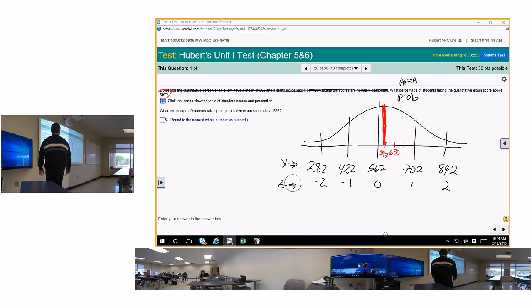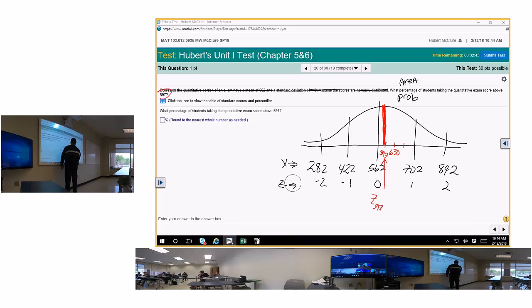Okay? So we've got to turn it into a z-score. Z sub 597 is equal to 597 minus 562 over 140, which is going to be 35 over 140, which is 0.25. Okay, 0.25 is good enough for government work. So 0.25 is right here.